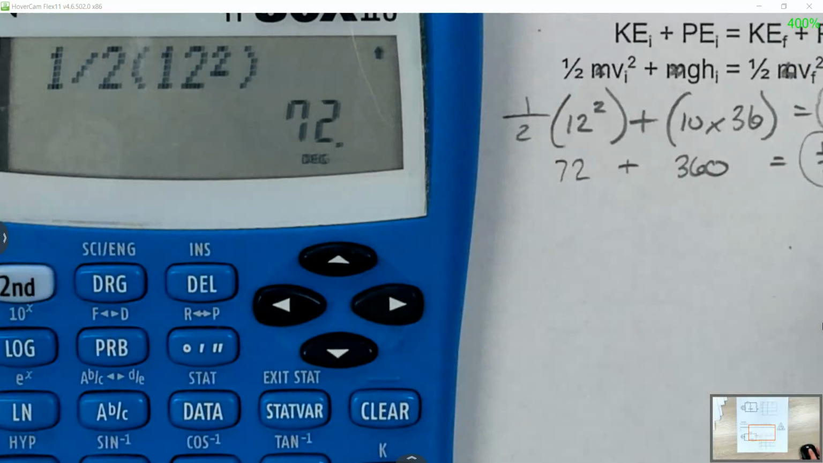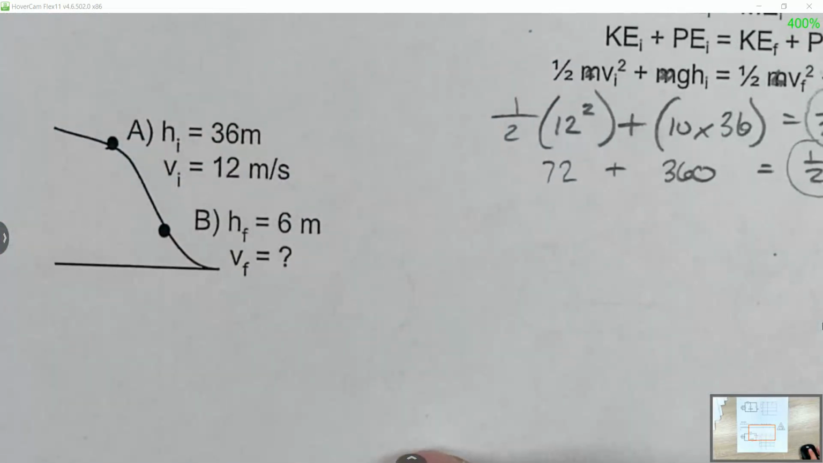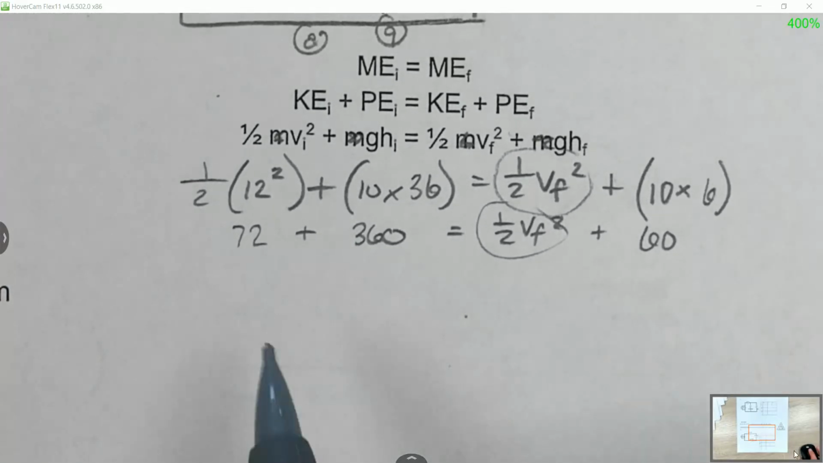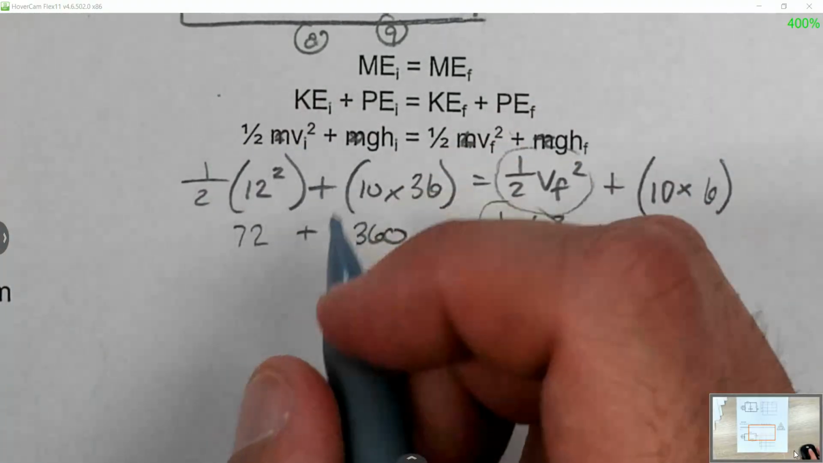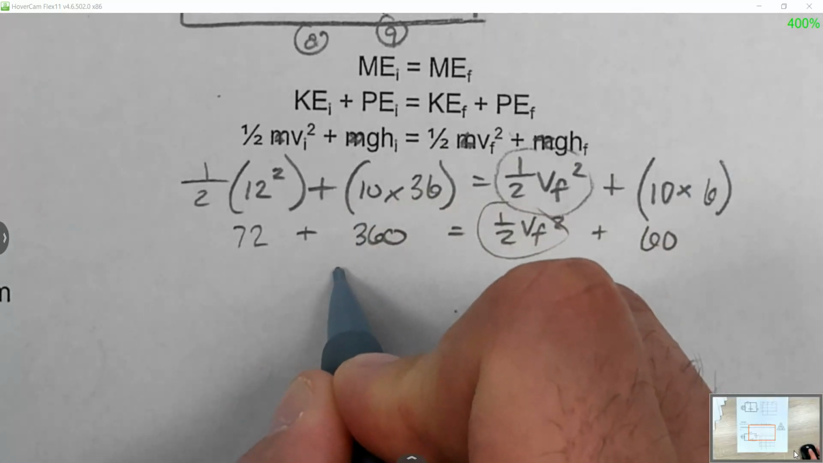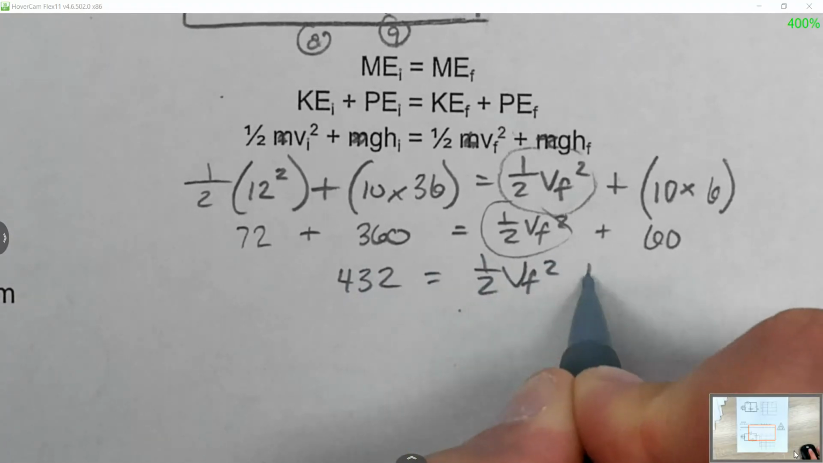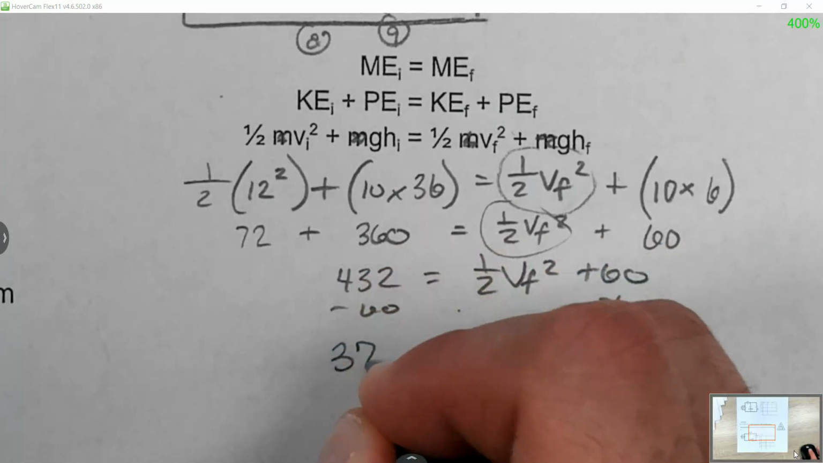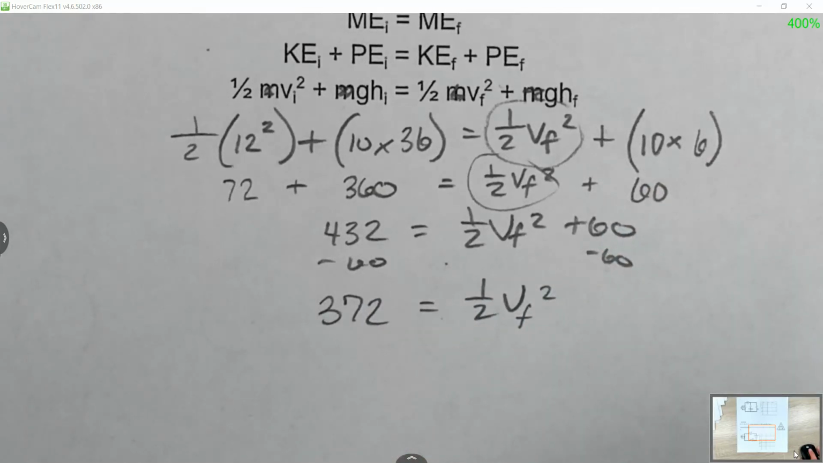That stays the same until the very end. Bring down the plus sign. 10 times 6, 60. So we want to get this all squared away here. We want to make sure that 1/2 Vf squared is the only thing left on this side. So we're going to simplify over here real quick. Add these two together. We're going to get 432 is equal to 1/2 Vf squared plus 60. Minus the 60 from both sides, you're going to get 372 equals 1/2 Vf squared.